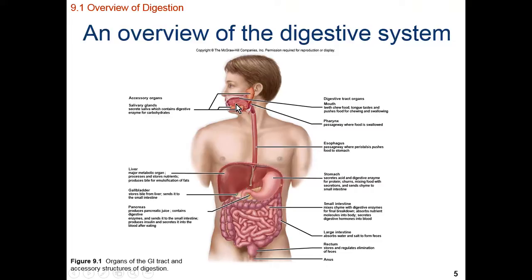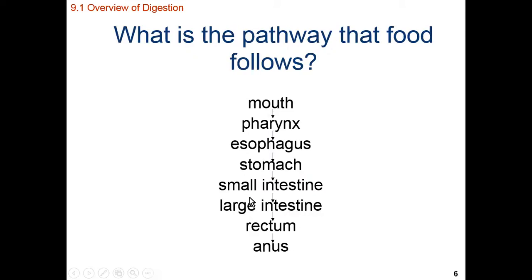And we start with the mouth. From the mouth, food goes to the pharynx. From the pharynx to the esophagus. From the esophagus to the stomach. From the stomach to the small intestine. From there to the large intestine. And from the large intestine to the rectum, and then anus. Our accessory organs include the salivary glands of the mouth, the liver and gallbladder, and then the pancreas.